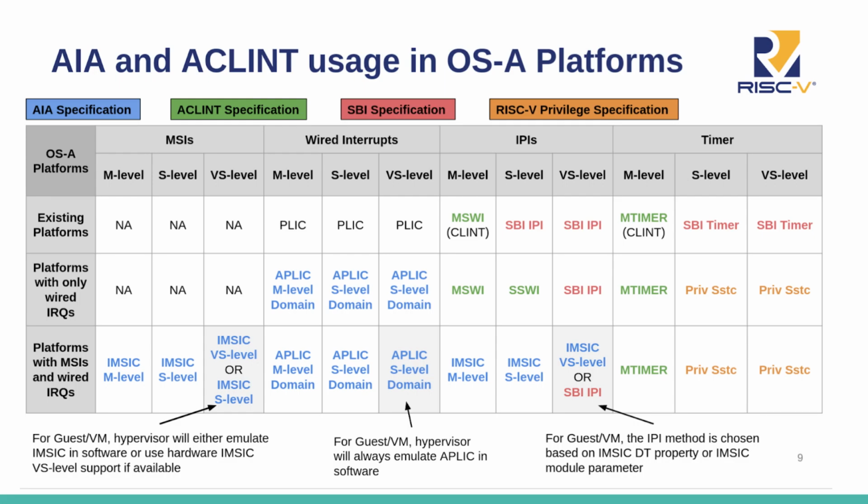And this is a chart from the last meeting of the AIA that kind of shows the different tiers of platforms, such as existing platforms or ones with wired interrupts, or platforms with MSIs for PCI, and then also wired interrupts, and how these different specifications fit into that picture.